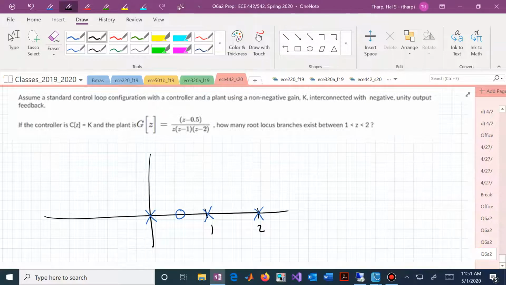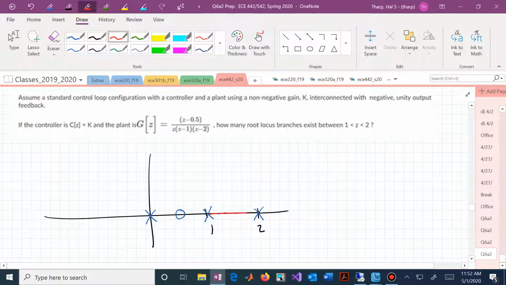If we have this scenario, we have a pure gain controller, K, and a plant, and now I've tried to do rule 1 already. I have a pole at the origin, a pole at 1, and a pole at 2, and I have a 0 at 1/2. Now we need to do rule 2, which is find the real axis segments that correspond to the root locus.